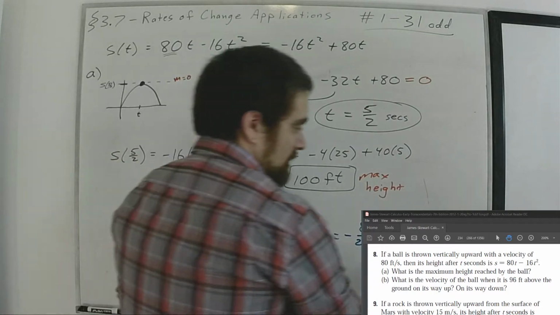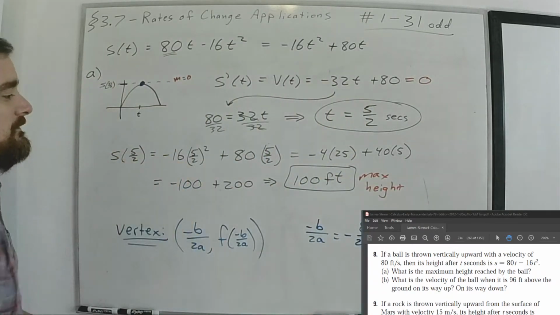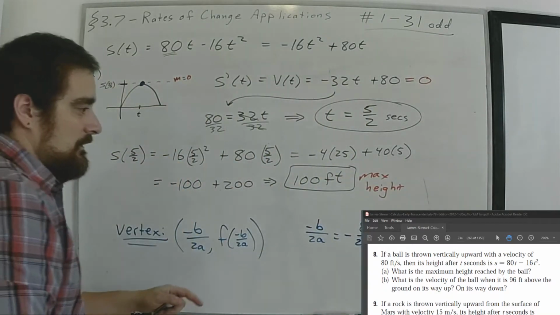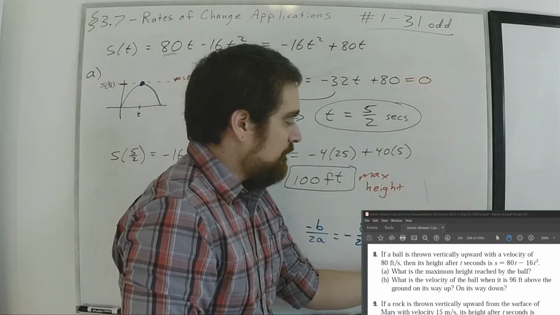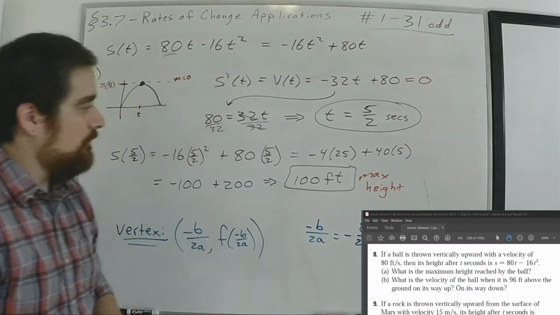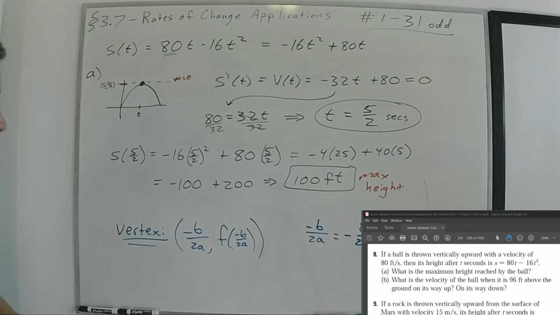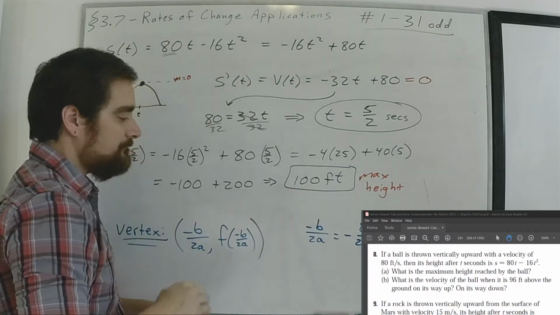Notice you still have to plug this 5 halves back into the position function, because it's only telling you the variable t when it happens, but it's not telling you what that actual result is. So the position function tells you where you are.